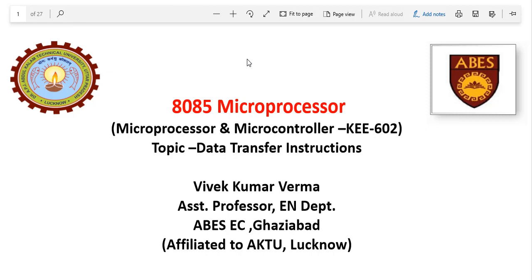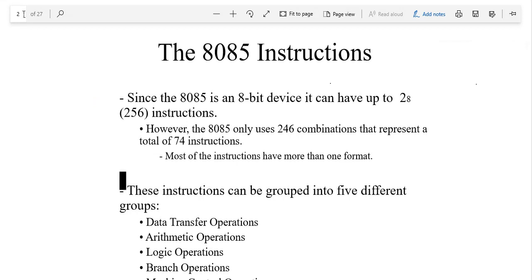Today I will teach you the topic data transfer instructions of the subject microprocessor and microcontroller, and the subject code is 602. So in 8085 we have 76 instructions.